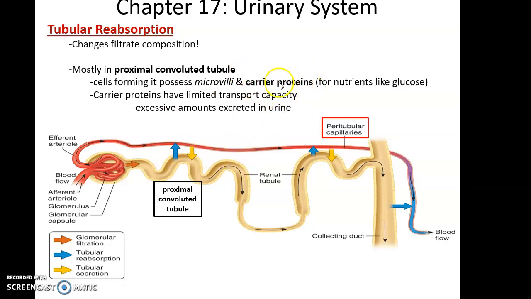There are also carrier proteins in the microvilli. These proteins are going to help move things like nutrients, like glucose, to get it back to the bloodstream, because that's an important nutrient. However, there are only so many carrier proteins able to transport glucose. So in people who have trouble regulating glucose levels, say people who are diabetic, they might have extremely high levels of glucose in the blood, which means high levels in the filtrate, which means that some of that glucose is going to be lost in urine.